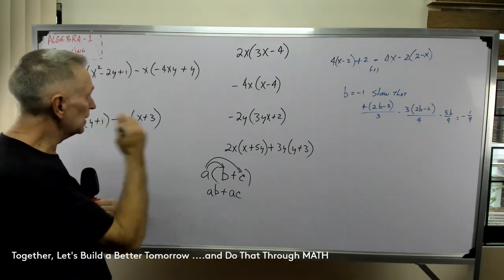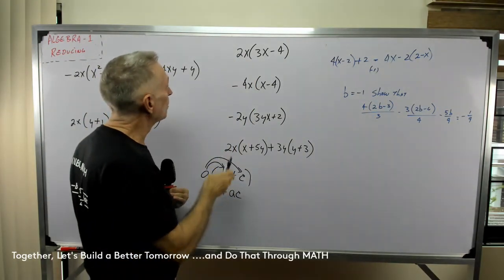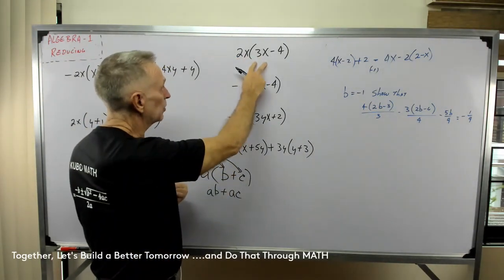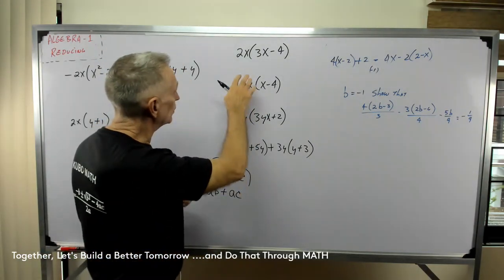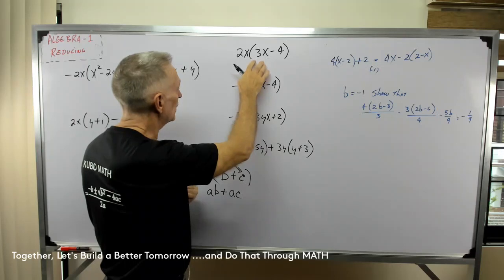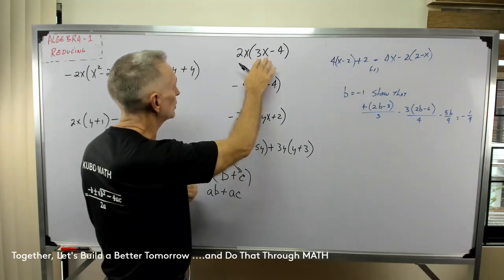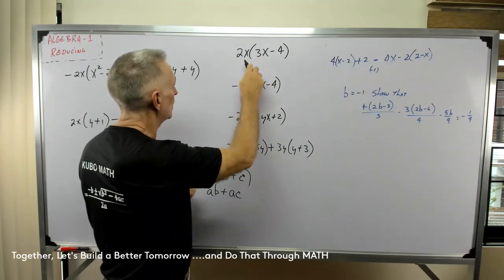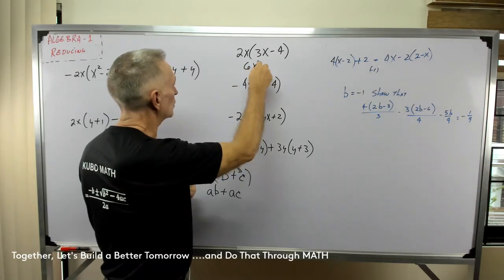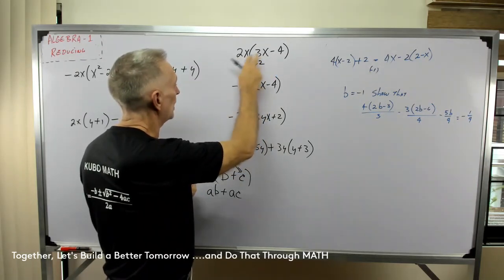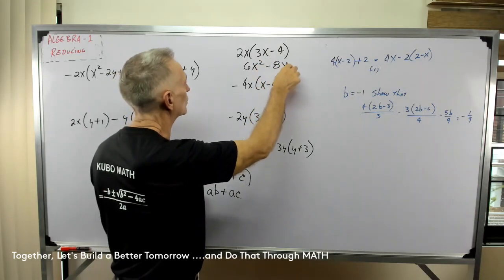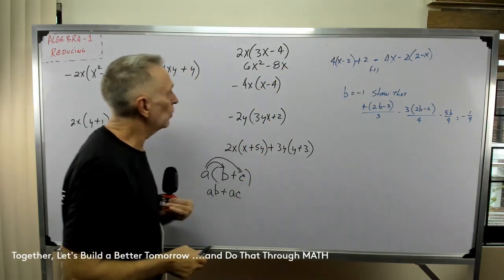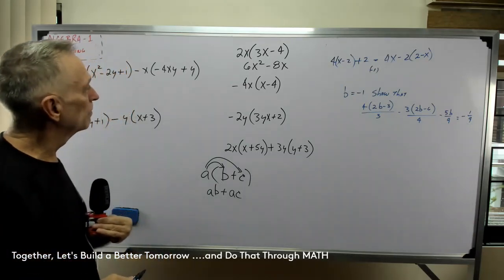Okay, so having said that, let's look at this one here. I have 2x times the parentheses of 3x minus 4. So if I distribute the 2x to the inside, it would be 2x times 3x, so it gives me 6x squared. And then 2x times a negative 4 gives me minus 8x. So that's how we could reduce that one.